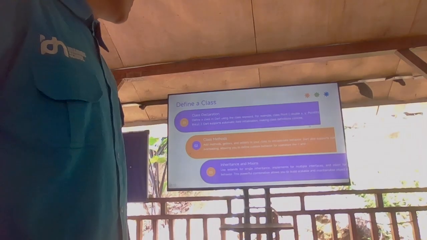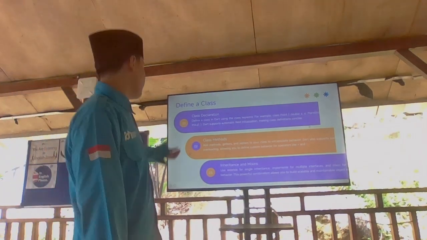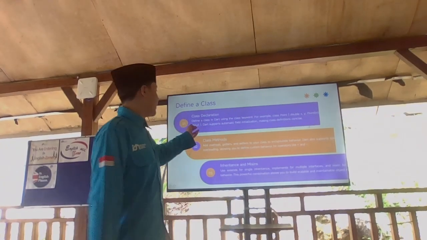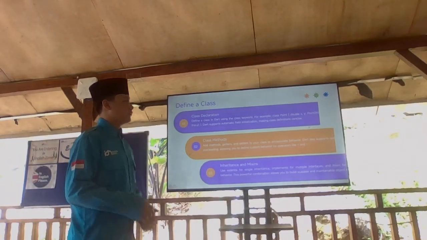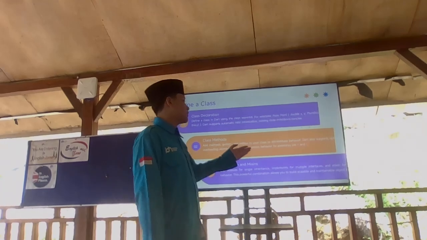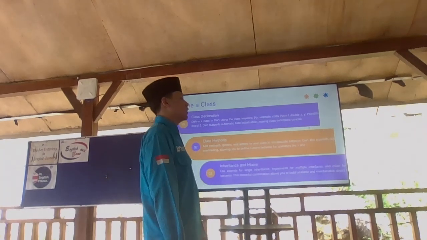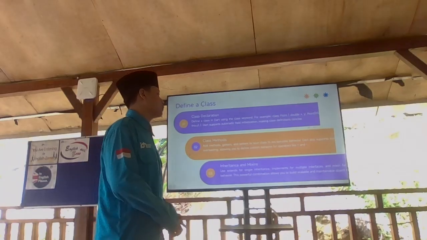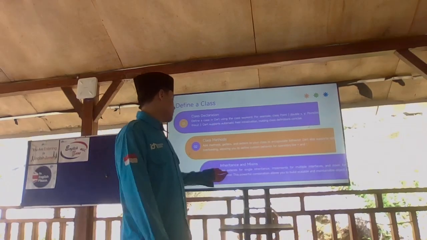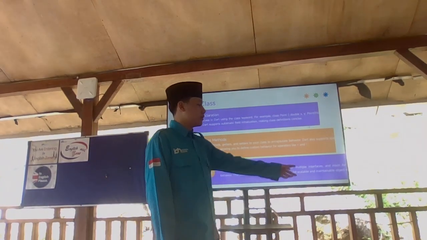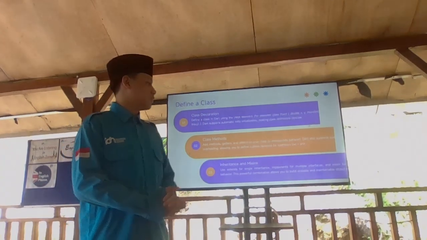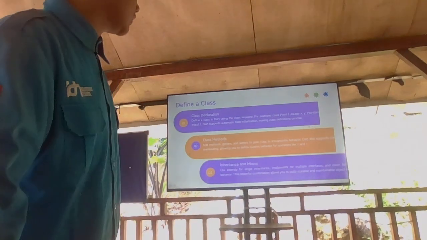Define a class. Class declaration: define a class in Dart using the class keyword. For example, class Point with this.x and this.y. Dart supports automatic field initialization, making class definitions concise. Class methods: add methods, getters, and setters to your class to encapsulate behavior. Dart also supports operator overloading, allowing you to define custom behavior for operators like plus. Inheritance and mixins: use extends for single inheritance, implements for interfaces, and with for mixin behavior. This powerful combination allows you to build scalable and maintainable object-oriented Dart code.